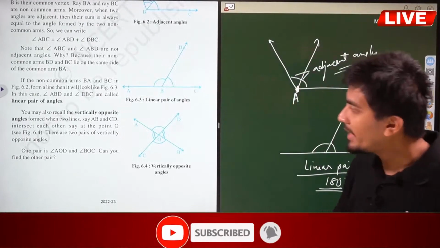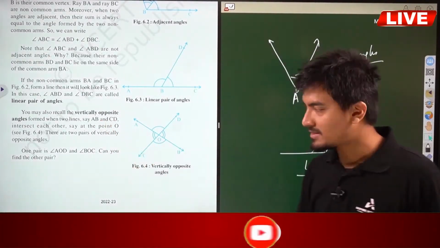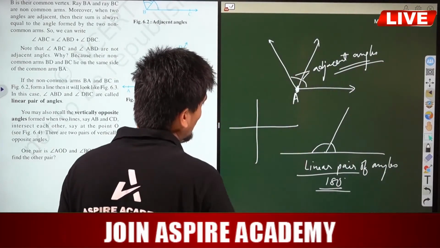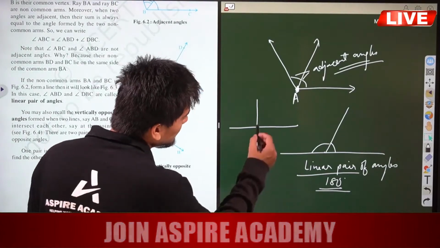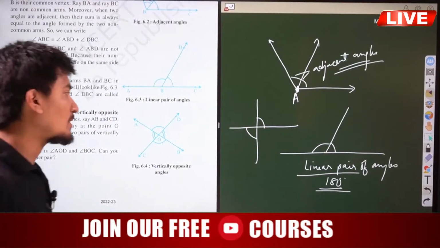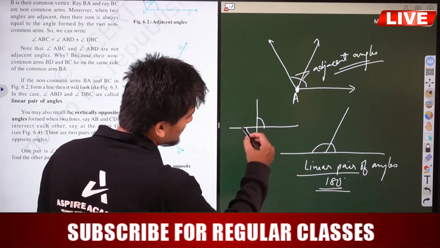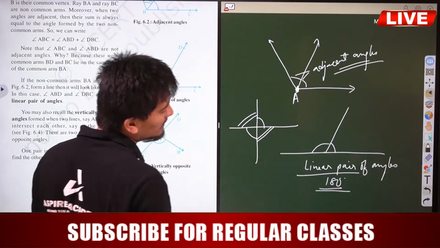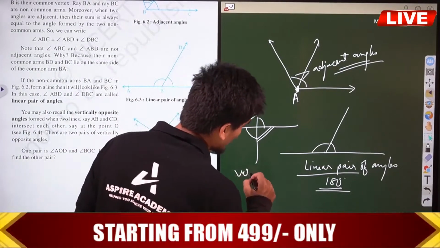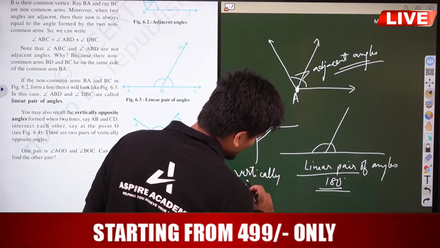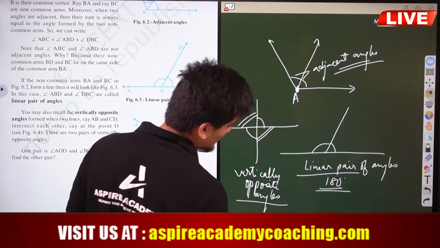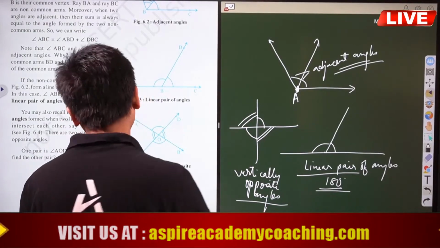Okay. Next, vertically opposite angles. If I draw a figure like this, what is a vertically opposite angle? This angle and this angle, they are vertically opposite angles, right? So these are known as vertically opposite angles. Again, this angle and this angle are also known as vertically opposite angles.